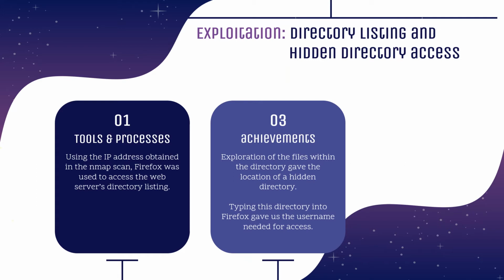The next exploitation that I explored was the directory listing and hidden directory access. As mentioned before, I used the IP address obtained through the Nmap scan, and Firefox was used to access the web server's directory listing. Through this, we were able to explore the files within the directories, get a location of a hidden directory, and then type that hidden directory within the URL in Firefox, which through a pop-up window gave me a username needed for accessing this hidden directory.